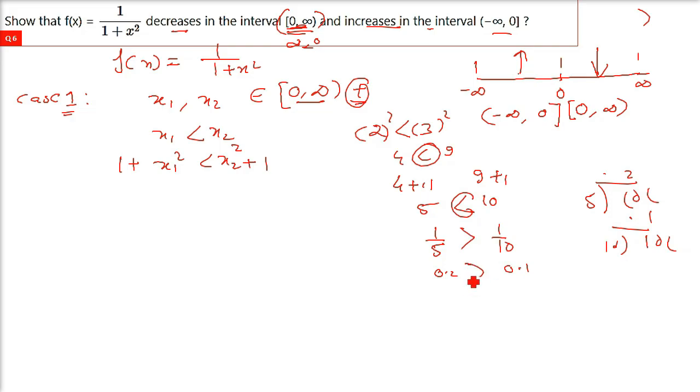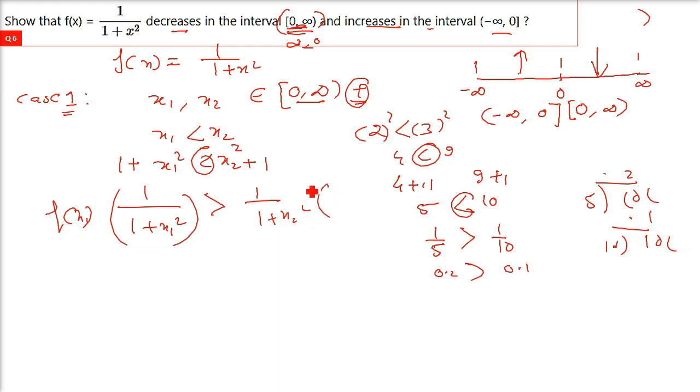So we will take the reciprocal, and as soon as we take the reciprocal, the next thing will be to change the sign or the relationship. Now the left is greater than the right one. And what is this thing? This is f(x1). What is this thing? This is f(x2). f(x1) is now greater than f(x2).